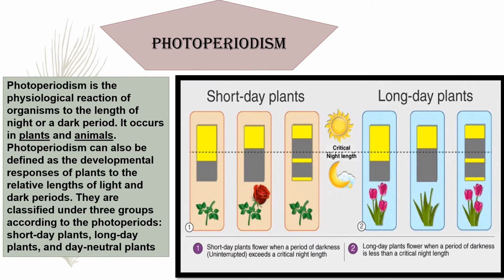Now see the diagram. Here it has been clearly shown short day plants and long day plants photoperiodism. Critical night length by dotted line has been spotted, and short day plants flower when a period of darkness exceeds a critical night length, and long day plants flower when a period of darkness is less than a critical night length. So hope you have understood the difference between these two, short day plants and long day plants.